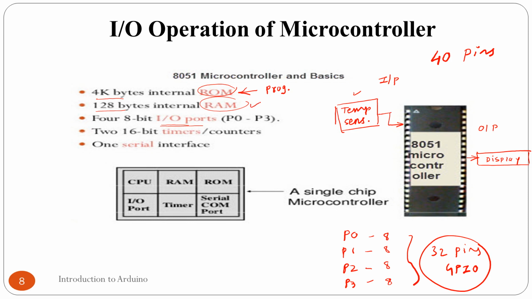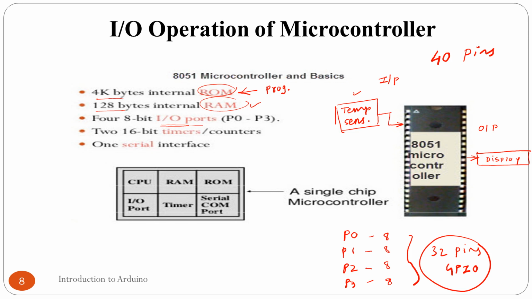RAM never stores data permanently. RAM is temporary memory. Whenever we start our system, the RAM memory stores data temporarily, and whenever we switch off our system, all the data inside the RAM memory is deleted. But in ROM memory, whenever we store data, it is permanent. It is basically fixed or permanent data.